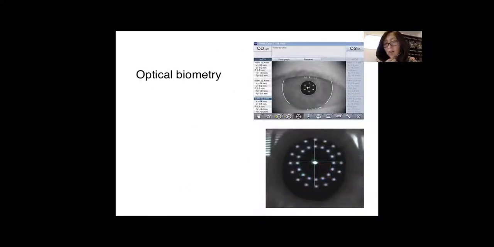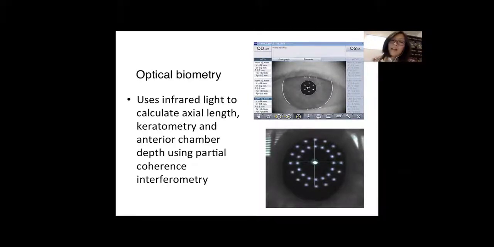So what has evolved? We've evolved into optical biometry, and that is the use of light in order to take those measurements of the length of the eye. It's infrared light that calculates the axial length, and it uses partial coherence interferometry. You can see here that this is the IOL Master, and this is the Alcon LenStar, and the number of spots will determine the accuracy of your measurements.